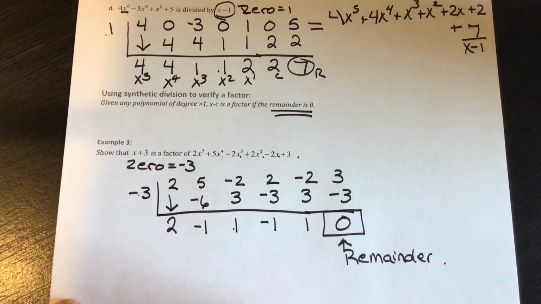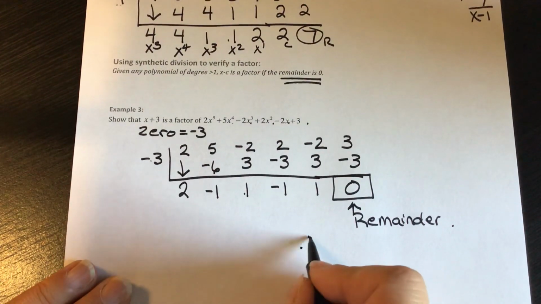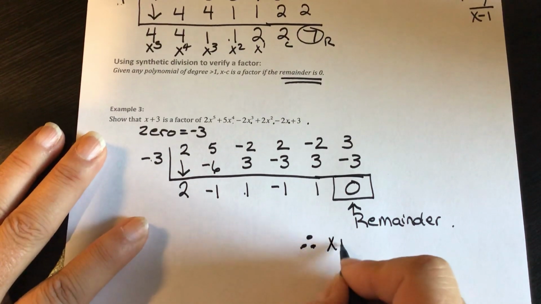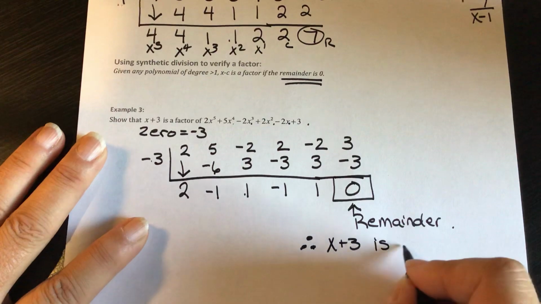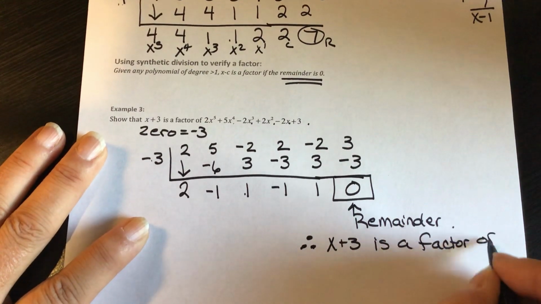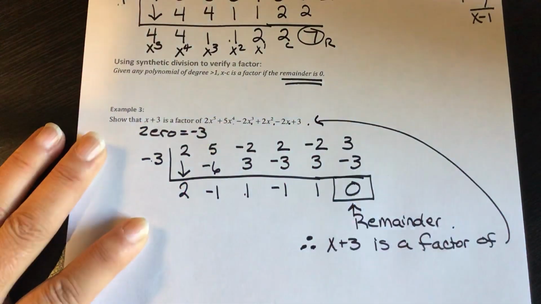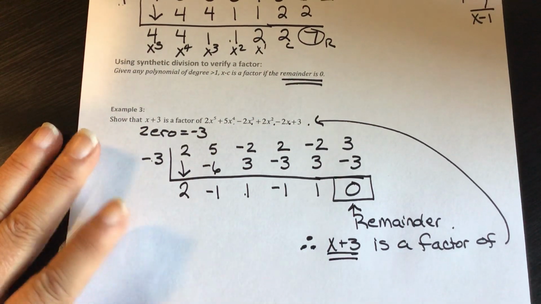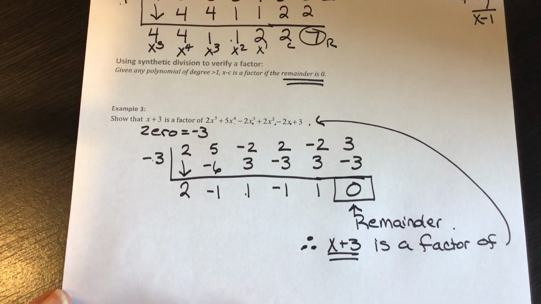And because I get remainder 0, I know, therefore, x plus 3 is a factor of that polynomial. I'm not going to rewrite the whole thing, but yes, x plus 3 is a factor because of the remainder 0.